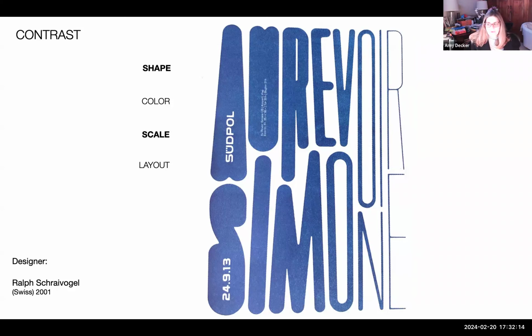Here we have the Swiss poster with both shape and scale of the letter forms graduating as they go across the page. We start with this very bubbly, bold letter forms on the left, and they're slowly changing to very skinny, thin letters on the right. This is using not only shape, but also scale to adjust and affect the contrast of the piece.